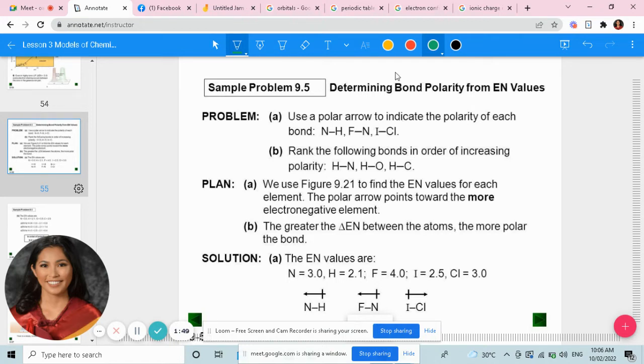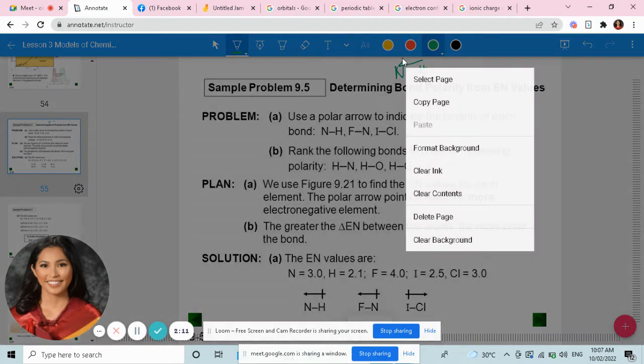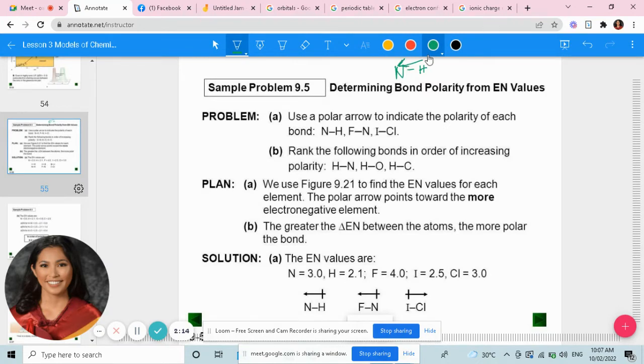Okay, if we have NH, who has higher electronegativity? N, ma'am. Okay, so the arrow will go to N. Where will your arrow point? Okay, partially positive, who? H, ma'am. Then you have partially negative for your N.